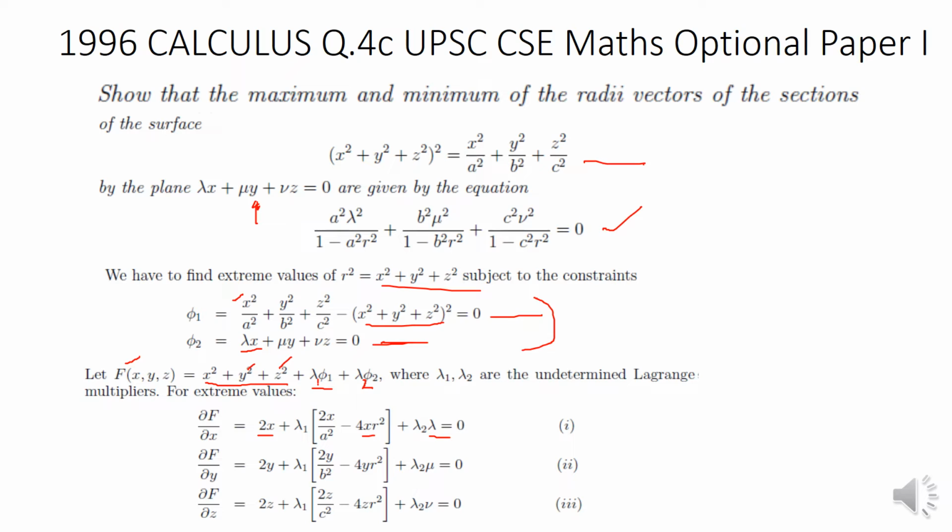Del f upon del y, similarly, 2y plus lambda 1 into 2y upon b square minus 4y r square plus lambda 2 mu, here with respect to y, so mu, is equal to 0. And in the third it comes 2z plus lambda 1 2z upon c square minus 4z r square plus lambda 2 nu is equal to 0. So these three equations we got. Now we will find lambda 1 and lambda 2 with the help of these. So we do some manipulation and get the values.